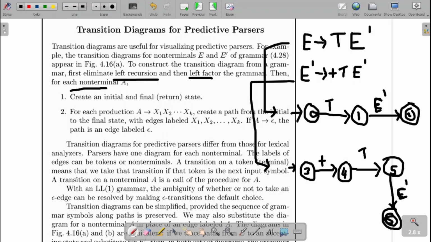How will it be done? We create an initial and a final state. For each production A derives x1, x2, we create a path from the start state to the final state. And if you have an epsilon production, as in plus T dash or epsilon, then from the start state to the accepting state we add the production epsilon. This is how the transition diagrams are constructed.